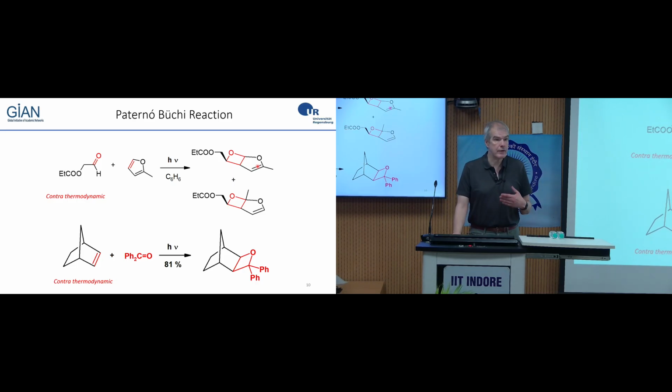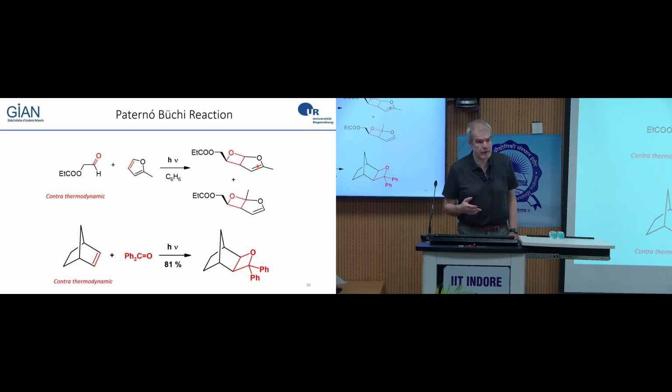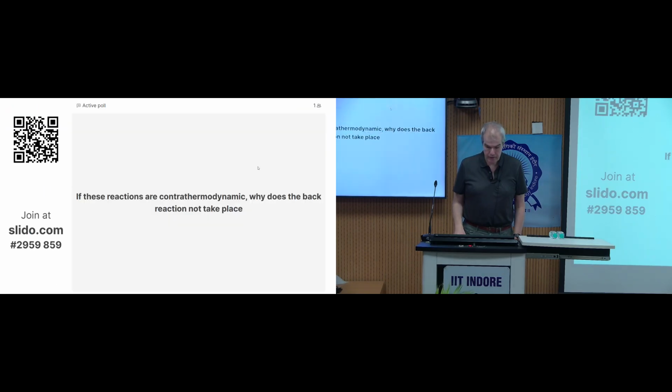So keep this in mind. This is the idea why all these reactions can work. If they are thermodynamically uphill, they will not react back because the light-induced pathway is not there any longer. If you heat this up, or if you do, I'll show an example in a moment, a Lewis acid catalysis activation, you might open up the ring and reform the furan. Absolutely. So this might happen, but not under the photochemical reaction conditions.